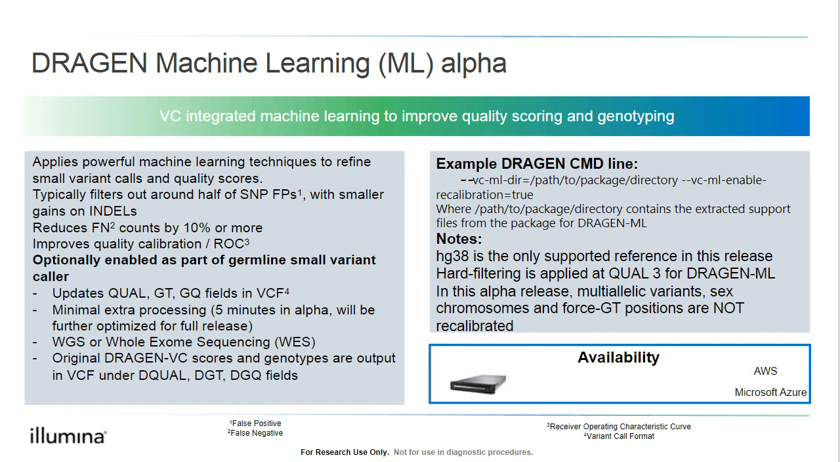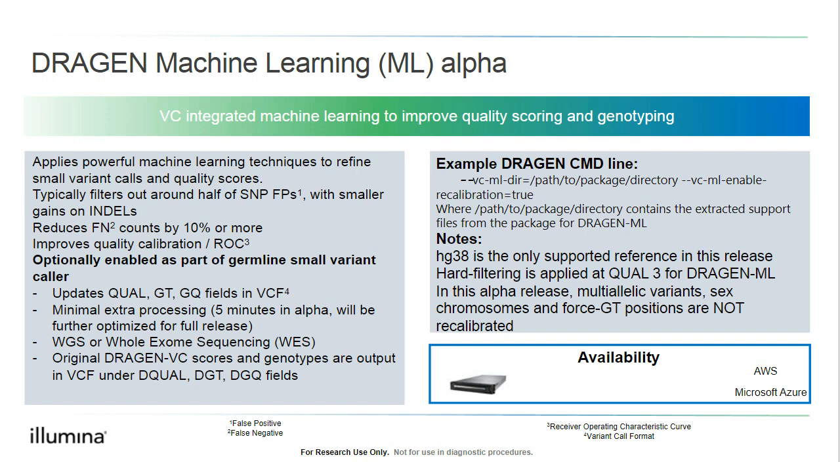And when you enable this feature, while you get these updated QUAL and GT scores, we will still retain the original scores, and we're tagging them as DQUAL, DGT, and DGQ. So you're still keeping the old scores if you want, but we also have an updated score. If you want to try this feature, on our support page under the product section, we have the package which has the ML model that you need to download and install onto the DRAGEN server.